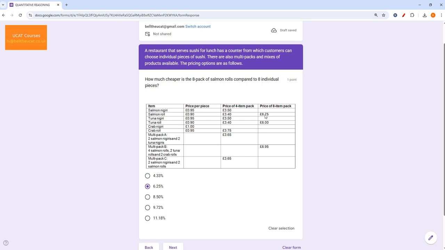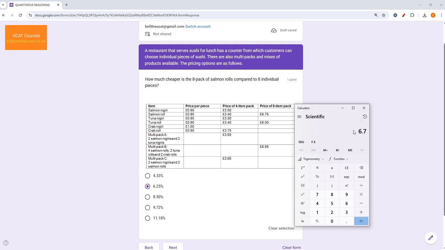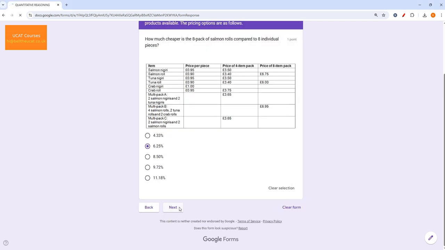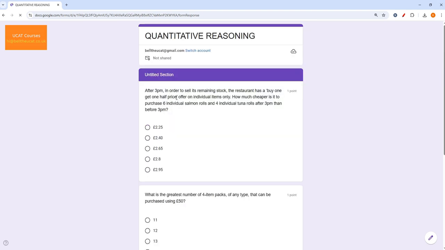The 8-pack is 6.75, and 8 individual is 7.2. So we did 6.75 divided by 7.2, and whatever value we get, minus 1. There you go. 6.25, that's the option. Ready? Moving on. Next question.